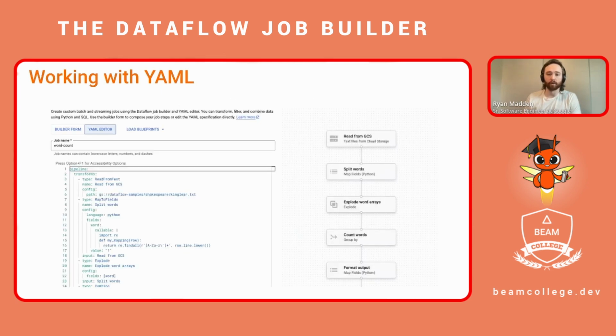The job builder also supports working with YAML directly via the YAML editor toggle button at the top of the form. This button can be clicked at any time to switch between the form and an editor view containing the job's YAML specification. This allows the YAML to be edited directly before launching a job.